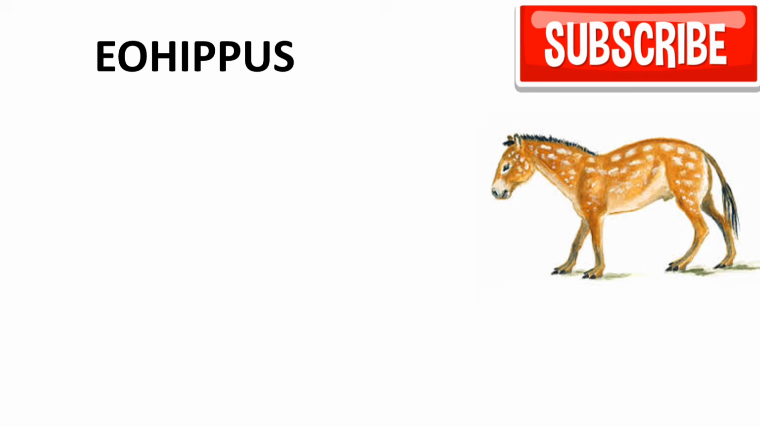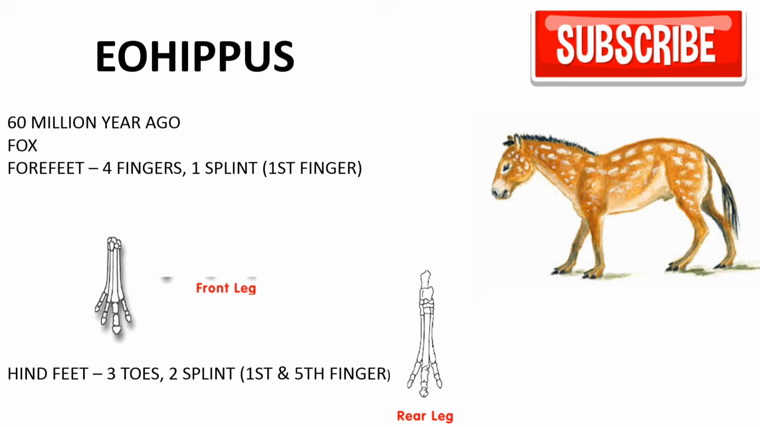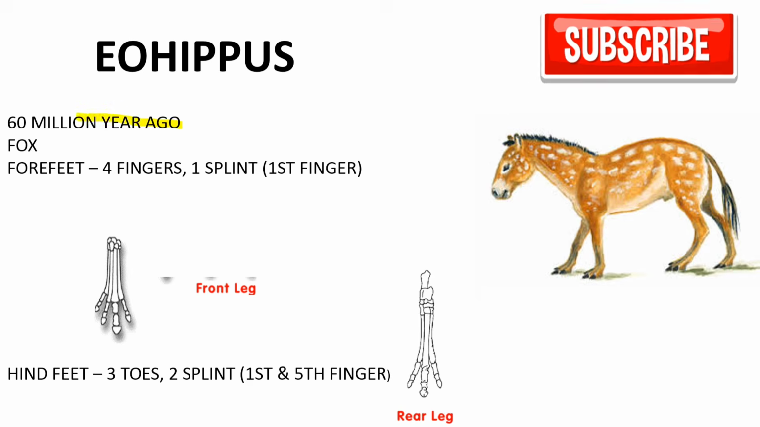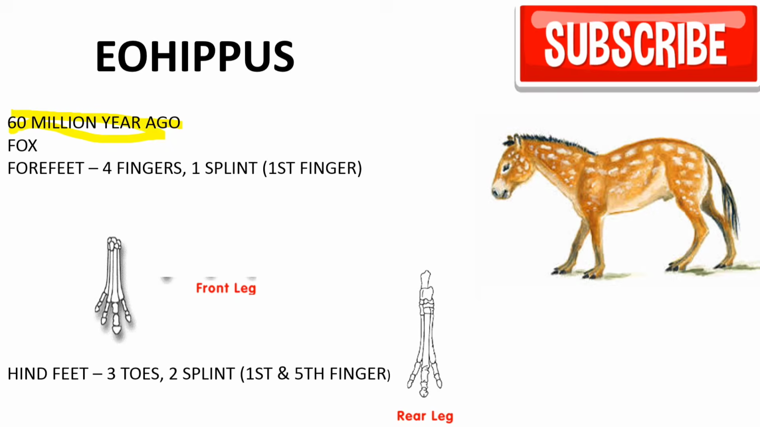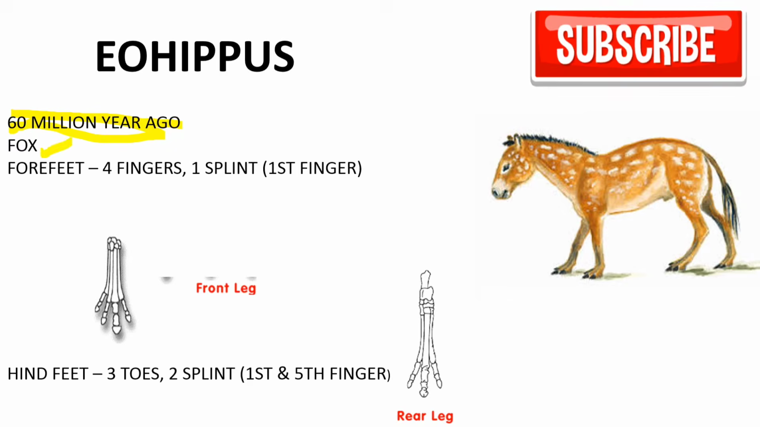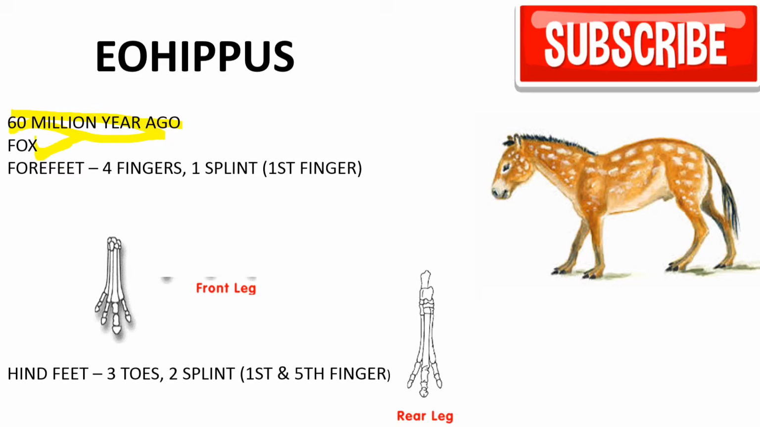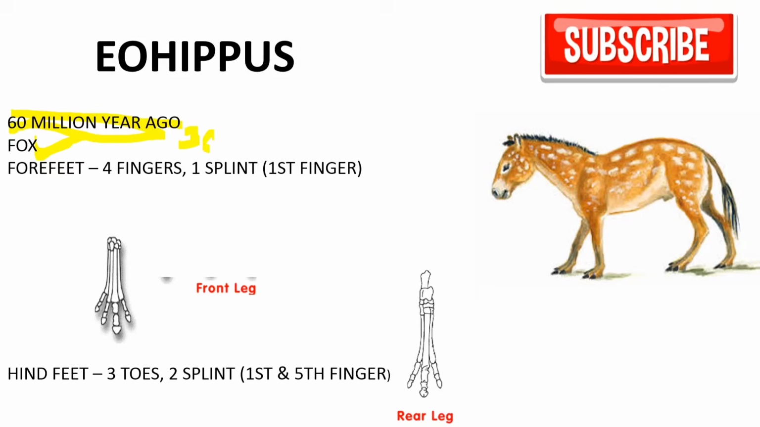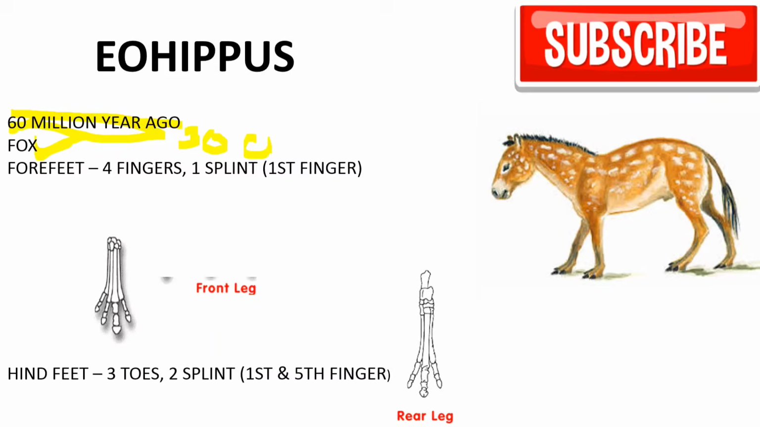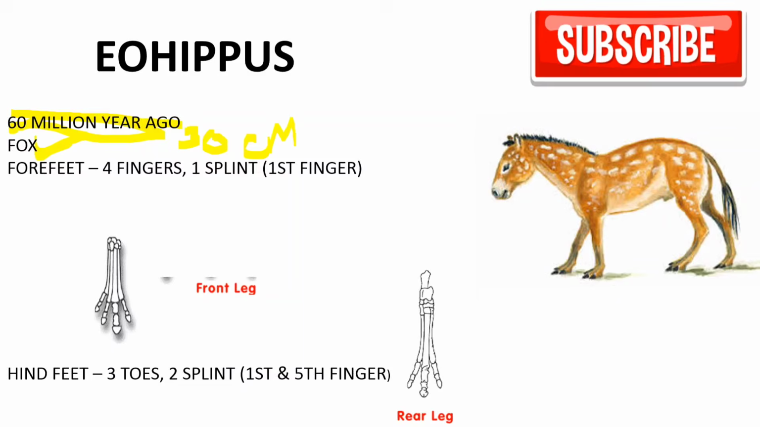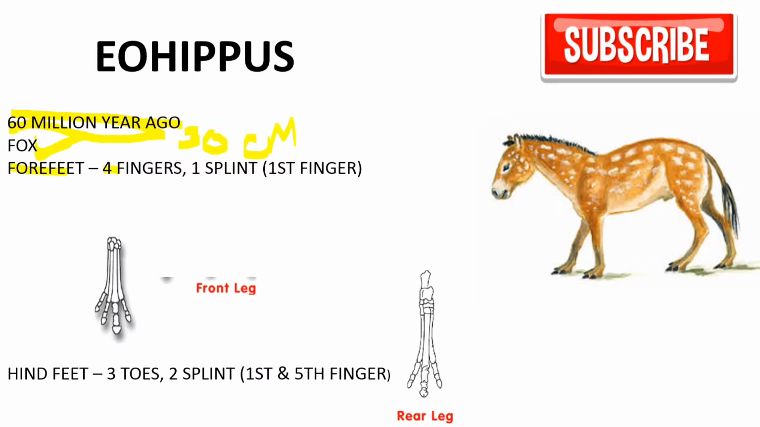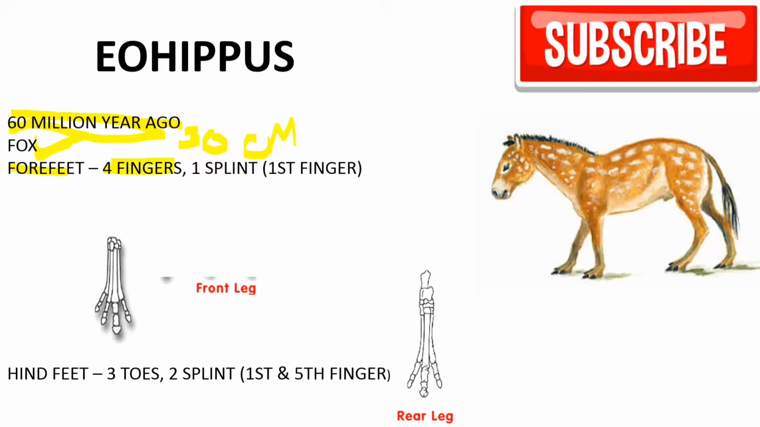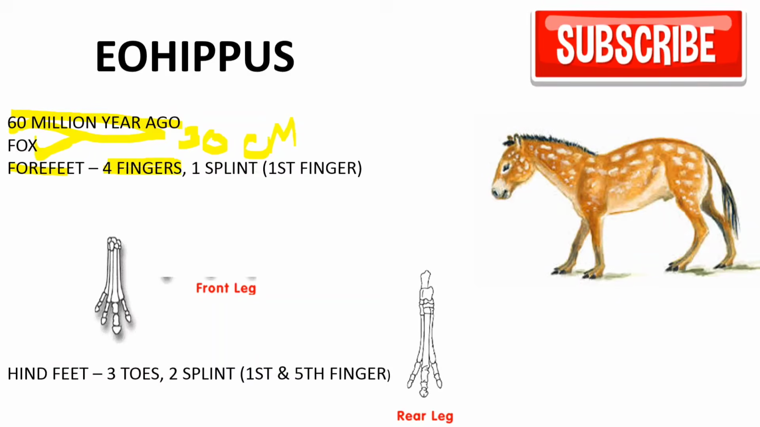First horse is Eohippus, that is the earliest one. Here you can see the picture. The Eohippus originated about 60 million years ago, and its size was only like a fox. It was around 30 centimeter in height. In forefeet there were only 4 fingers, not 5 fingers.